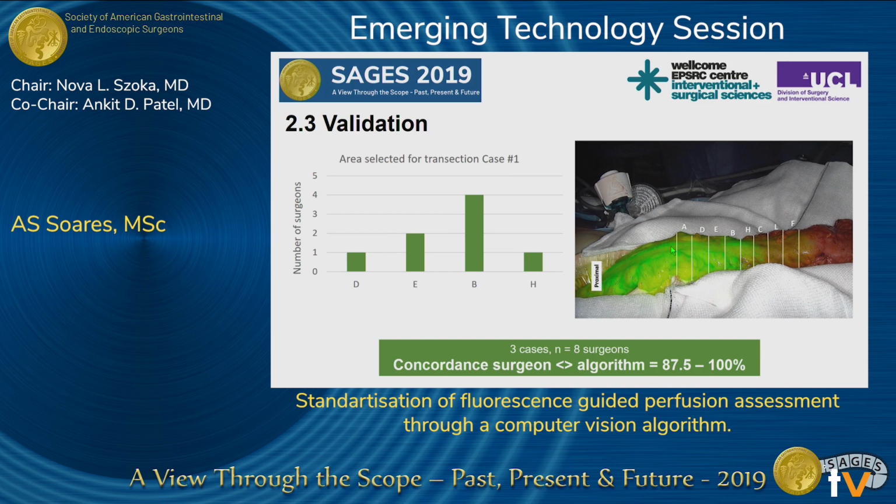How did we validate these results? This and other images were presented to experienced surgeons, and they were given the choice of the optimal transection area as per their experience by selecting one of these randomly ordered letters. We see that, again, as we hypothesized in the beginning, there is variability in surgeon choice, and when we superimpose the results of our algorithm, we have a concordance in the area of 87% in this case and 100% in the other models.